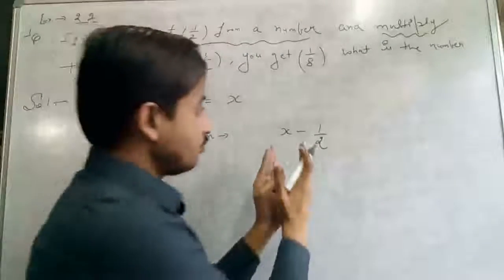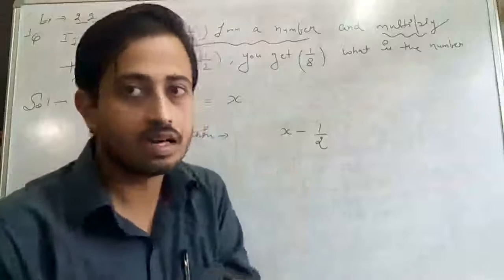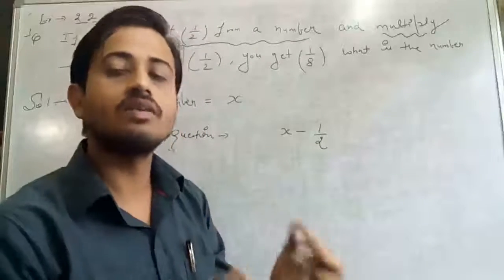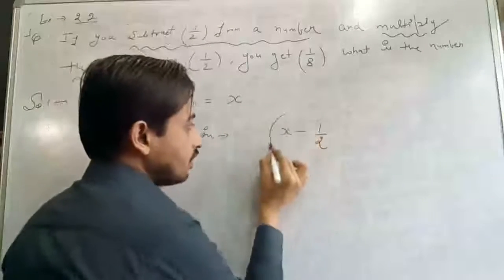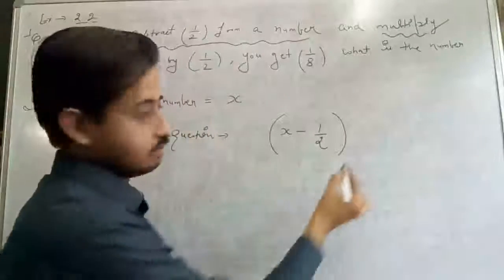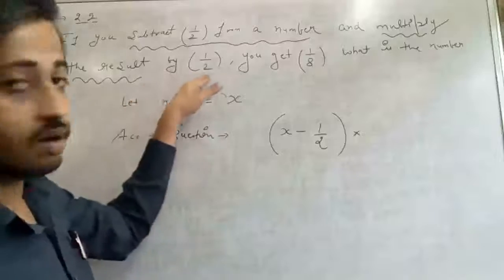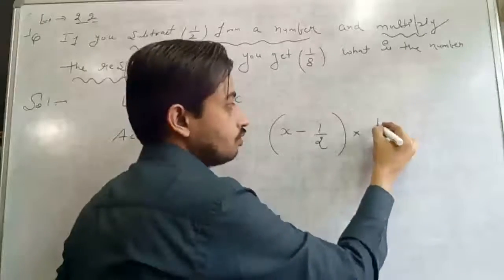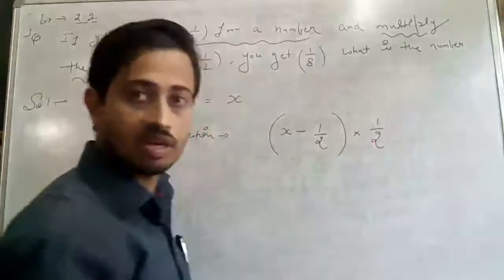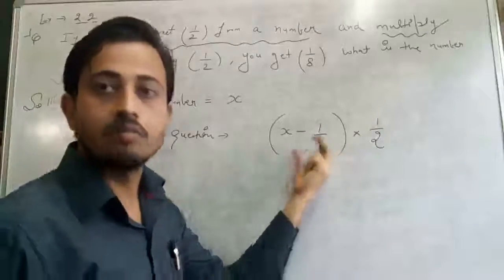Result means if we subtract from the number, then we get another number. This one is our result. So we have to multiply our result by 1/2. We have multiplied our result by 1/2.